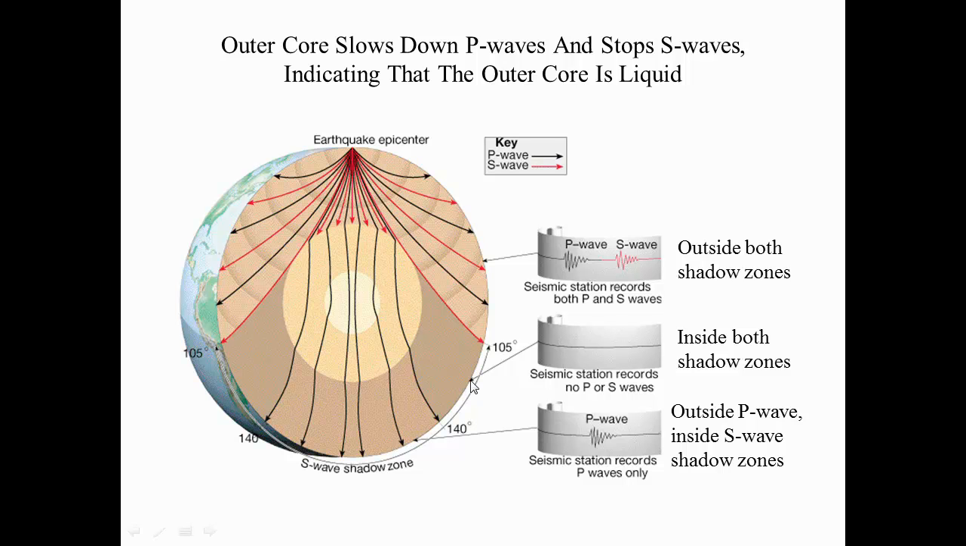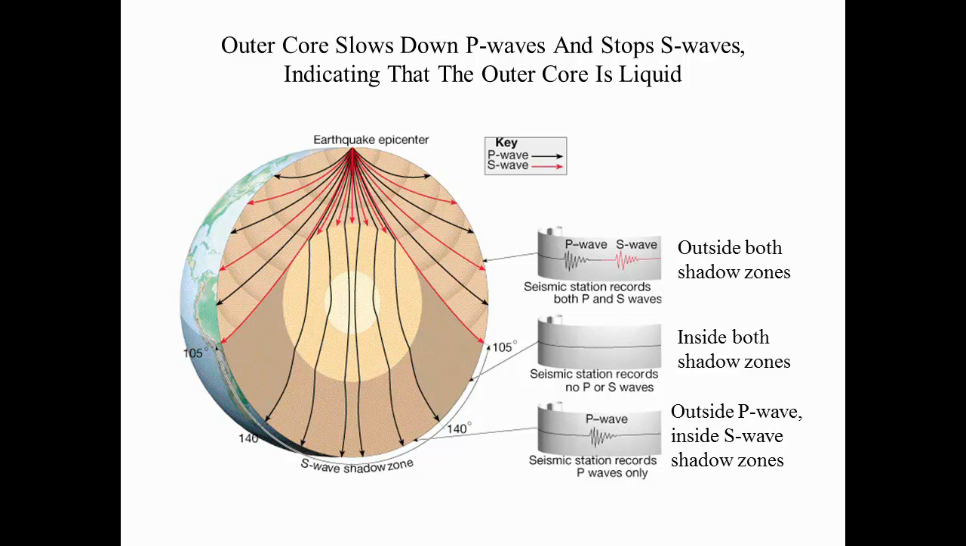Further down, we have a seismic station that occurs inside both P wave and S wave shadow zones, and as a result, neither of these waves are going to be recorded. And the last example at the bottom is for a seismic station outside the P wave but inside the S wave shadow zone. And as a result, this station is going to record P waves but not S waves.